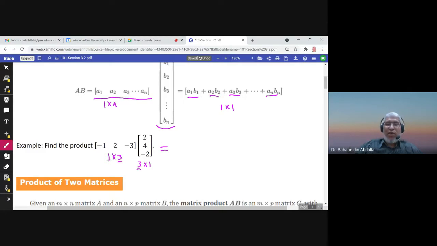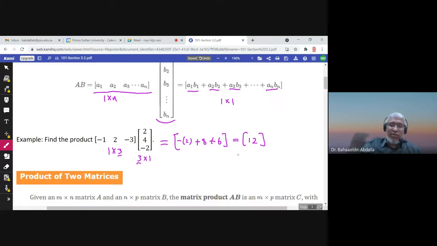So how to find the answer? The answer would be a 1 by 1 matrix. So it's just one number. What is this number? It is negative 1 times 2 plus 2 times 4 plus negative 3 times negative 2, which is 6. So the answer is 14 minus 2, or 12. So this would be the product, the 1 by 1 matrix with the number 12.